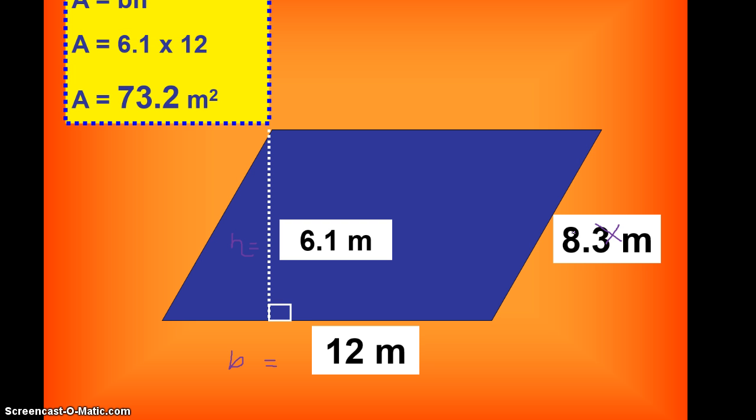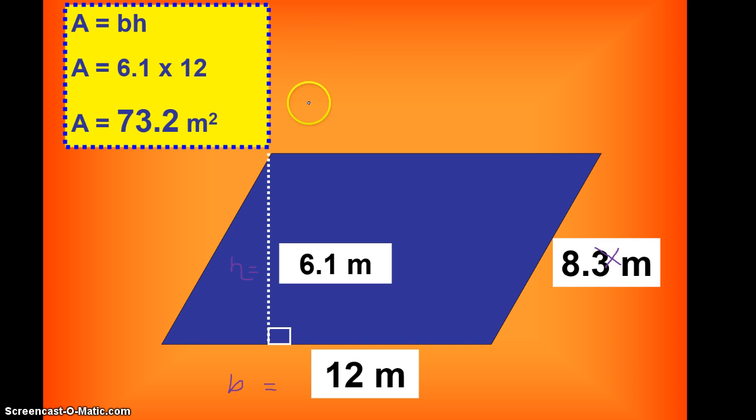Okay, so our formula is area is equal to the measure of the base times the height, or in this case 6.1 meters times 12 meters, and we get a total area of 73.2 meters squared. Area is given in units squared because we're taking the space inside of a two-dimensional figure or polygon.